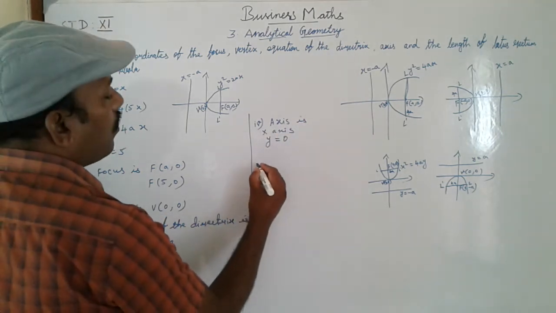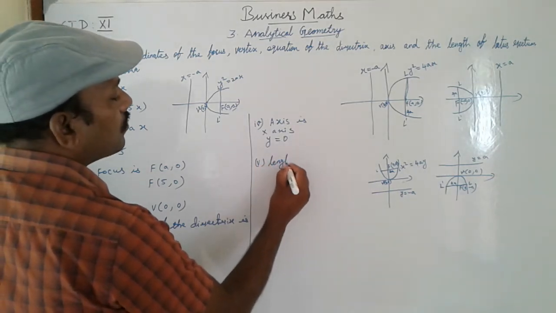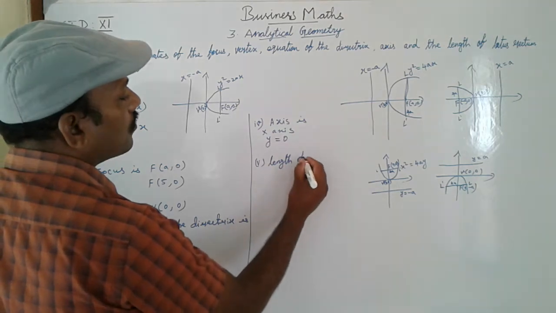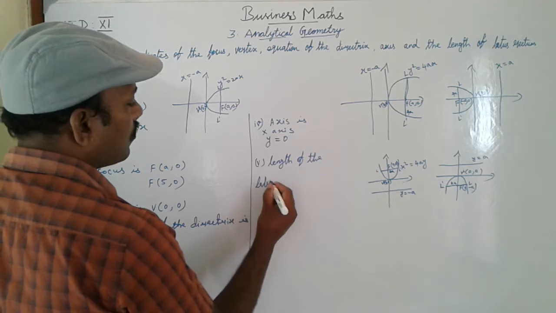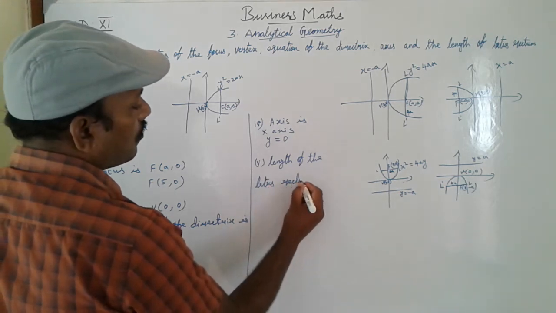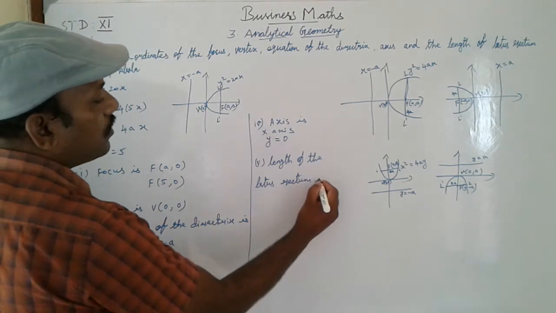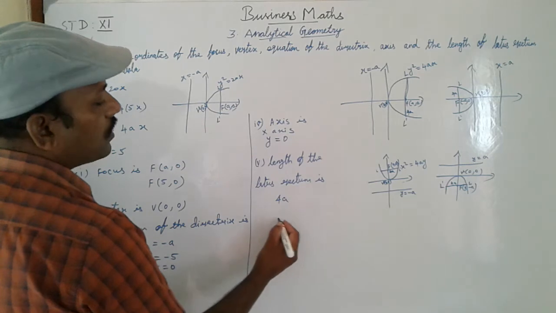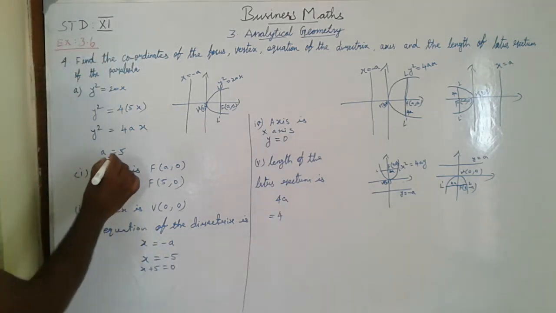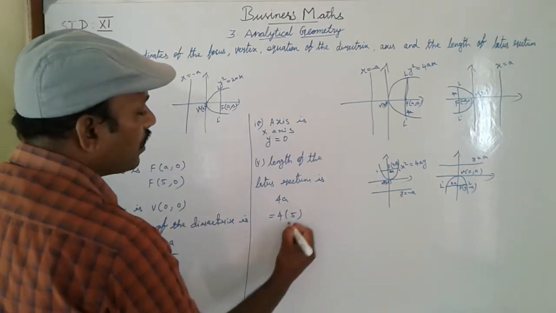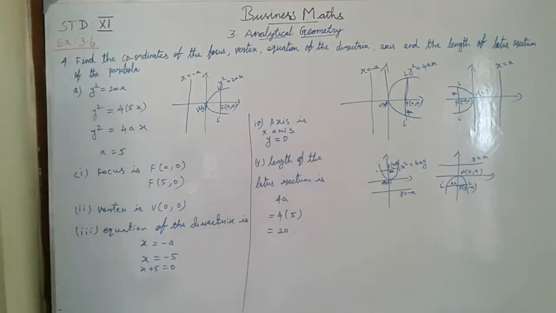Next, fifth is the length of the latus rectum. Length of the latus rectum is 4a, the formula. That is equal to 4 into the a value, 5. 4 into 5 equal to 20. That's all.